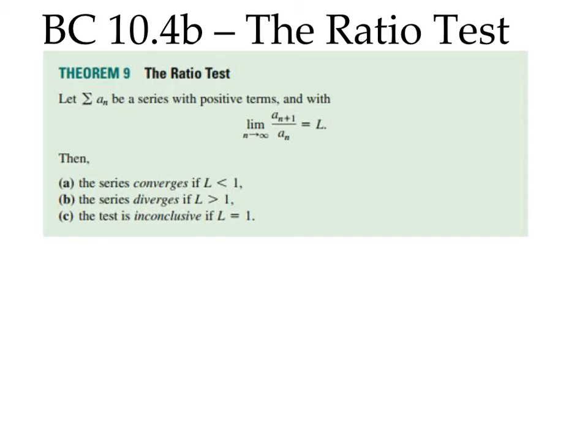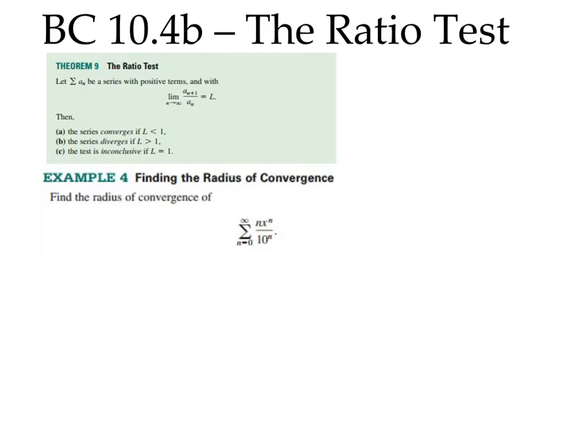The ratio test not only tells us whether some series converge or diverge, but it also allows us to find the radius of convergence. Let's look at an example. Our task here is to figure out the radius of convergence of the infinite series the sum of n x^n over 10^n.